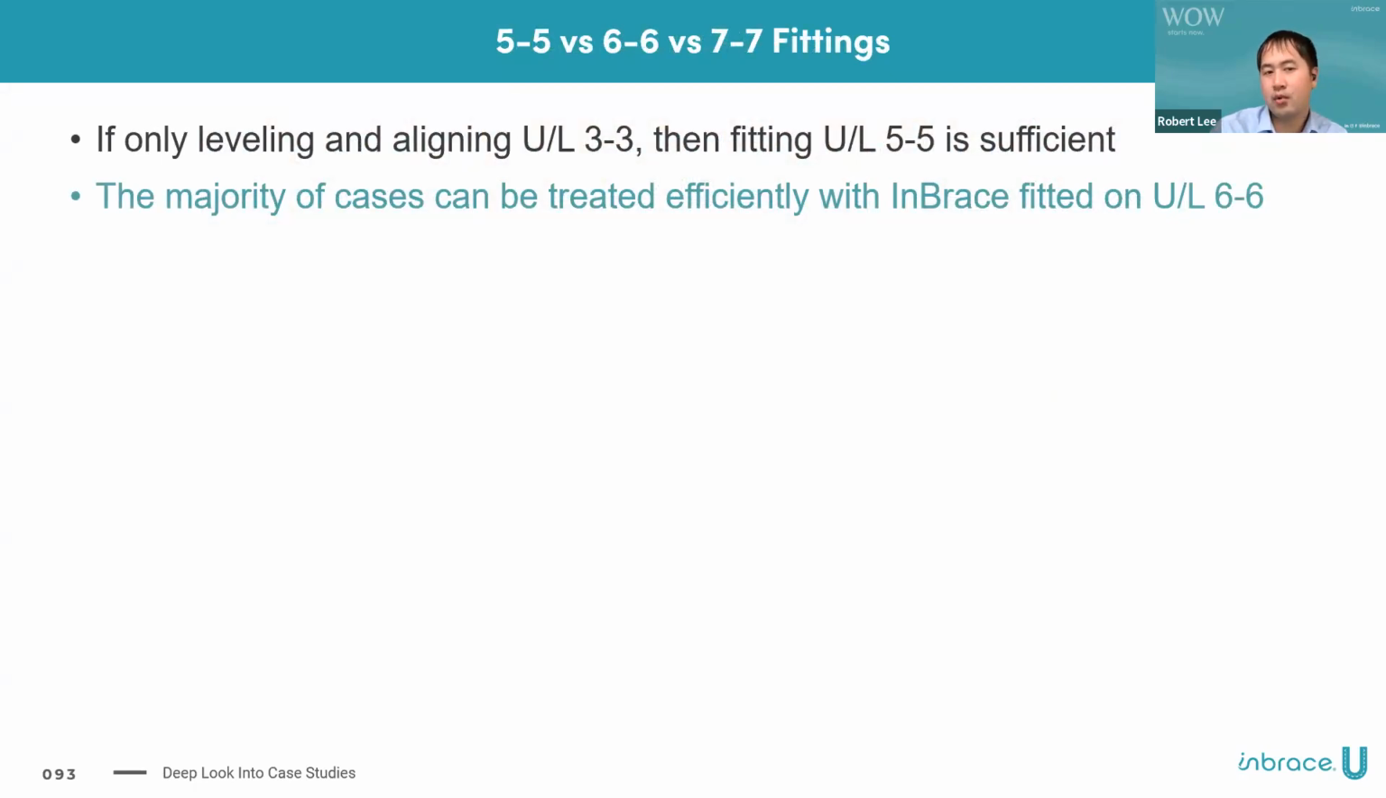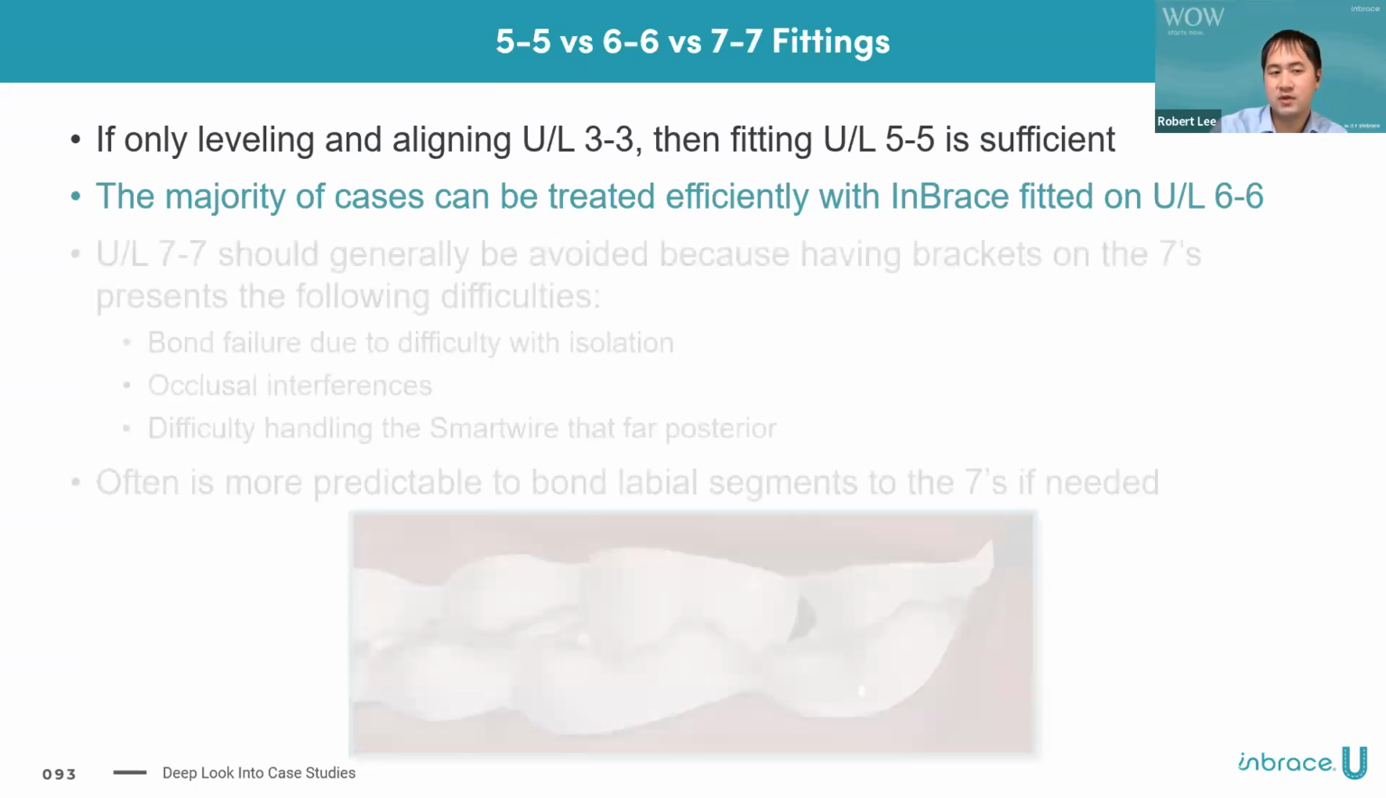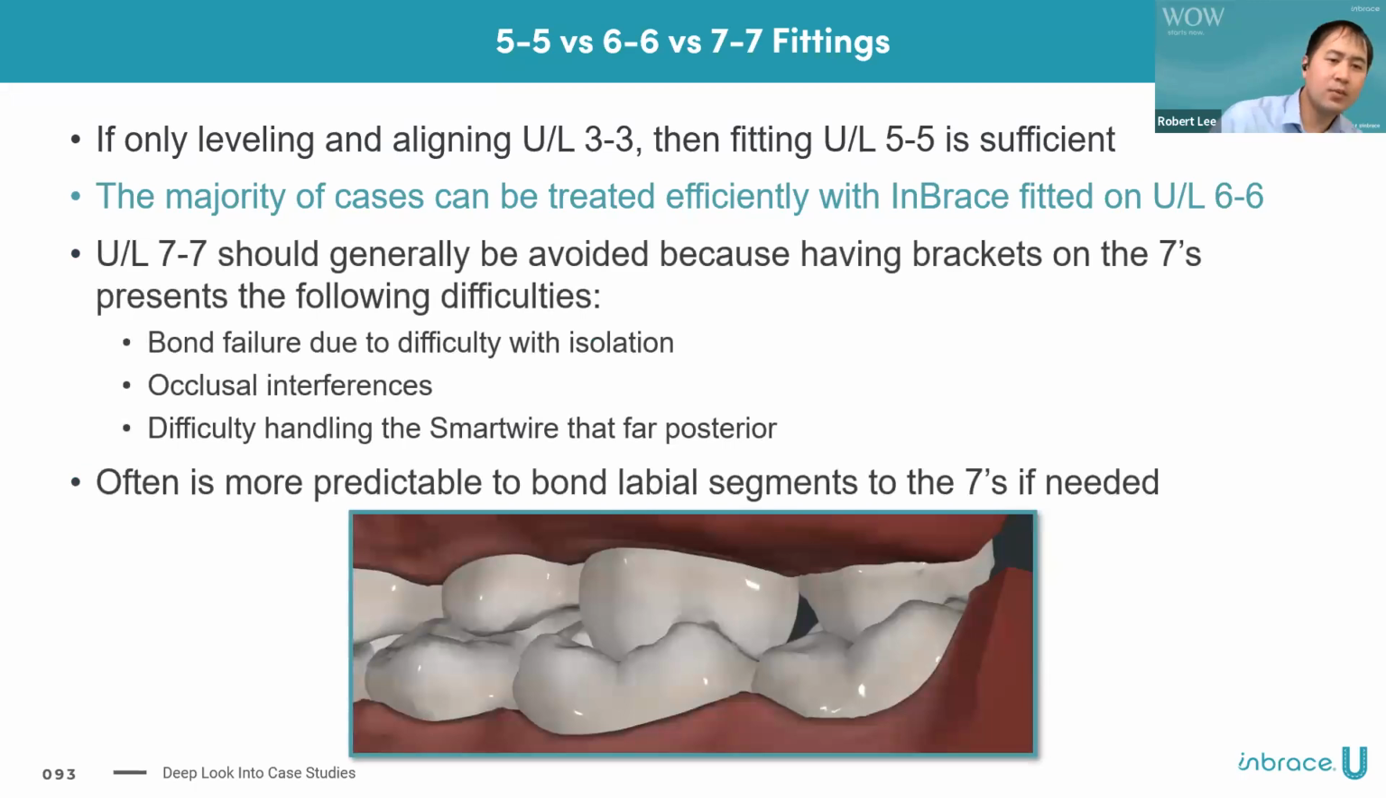If you're only trying to do leveling and aligning on upper lower 3 to 3, then fitting upper and lower 5 to 5 is sufficient. Upper lower 7 to 7 should, I would say, generally be avoided. When you have brackets on the sevens, you get a lot more bond failure just because it's a lot more difficult to isolate. You also have bond failure because of the occlusal interferences, particularly on the upper sevens. And it's just very difficult to handle the Smartwire that posteriorly as well. So oftentimes it's actually just more predictable, if you do want to go to the sevens, to use labial segments from the 6 to 7 or 5 to 7, where again, patients can't see it when it's that far back.